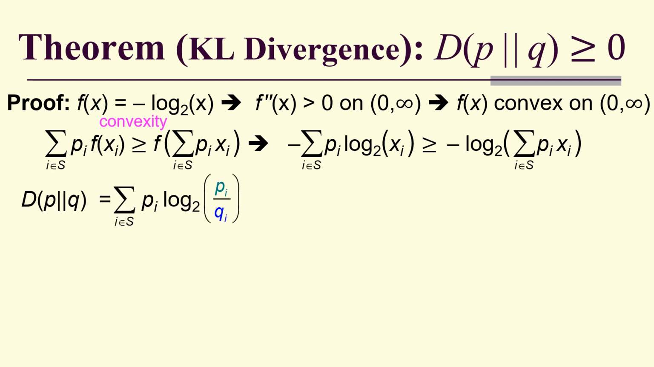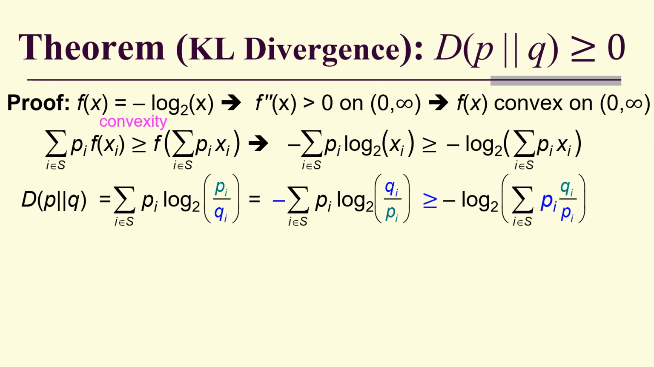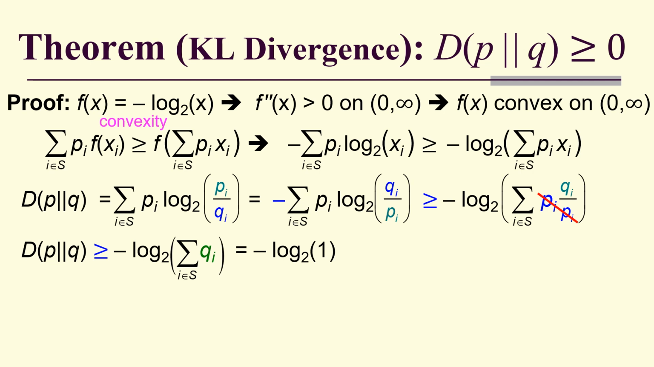The Kullback-Leibler divergence is the sum of p sub i log base 2 p sub i over q sub i. Notice we can flip the p sub i and q sub i by putting a negative out in front. And by the definition of convexity, that's greater than or equal to the log of everything now inside the argument. But that means these p sub i's cancel, we get the sum of the q sub i's, but the sum of the q sub i's is 1, and the log of 1 is 0. So now we have proved our theorem.